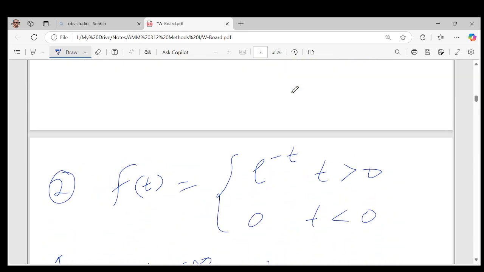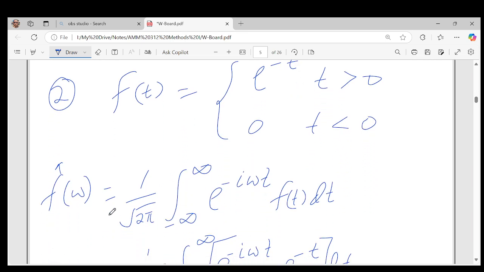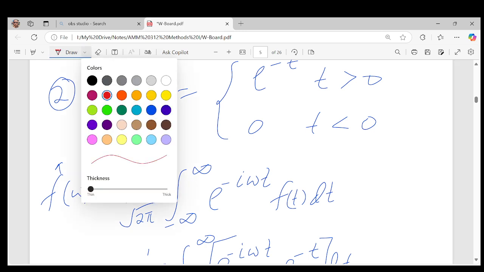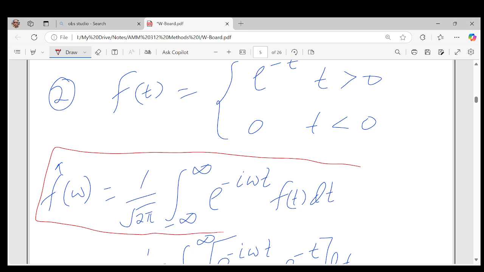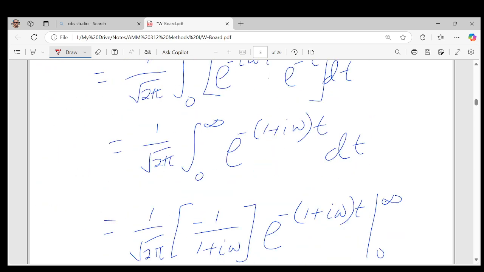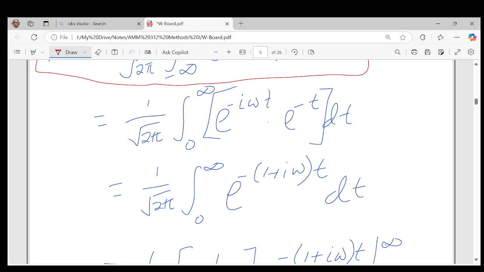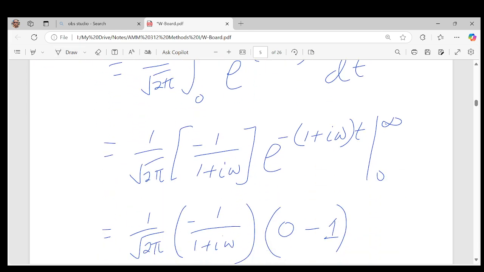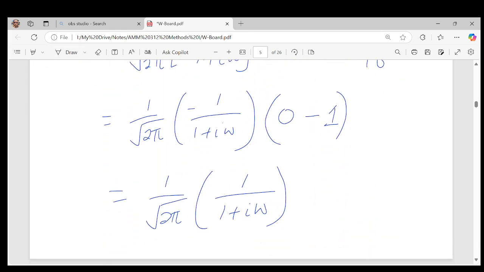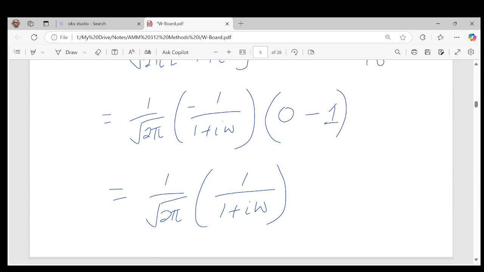You just need to write the formula first. Then substitute the function. Then choose a suitable integration method and work it out. Then simplify where necessary. So that is basically how we can find the Fourier transforms of different functions.